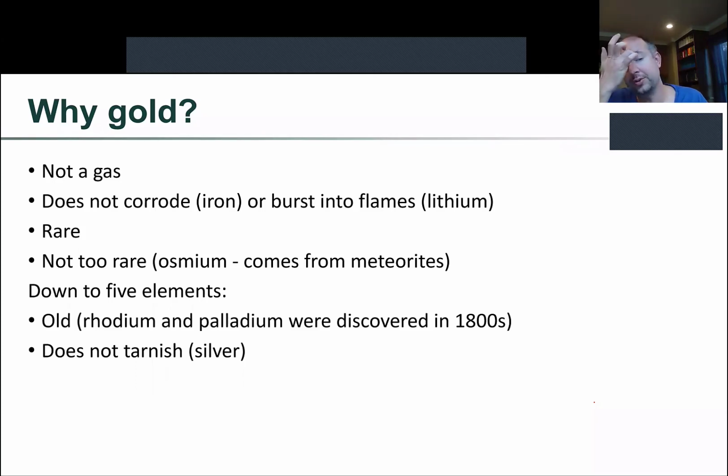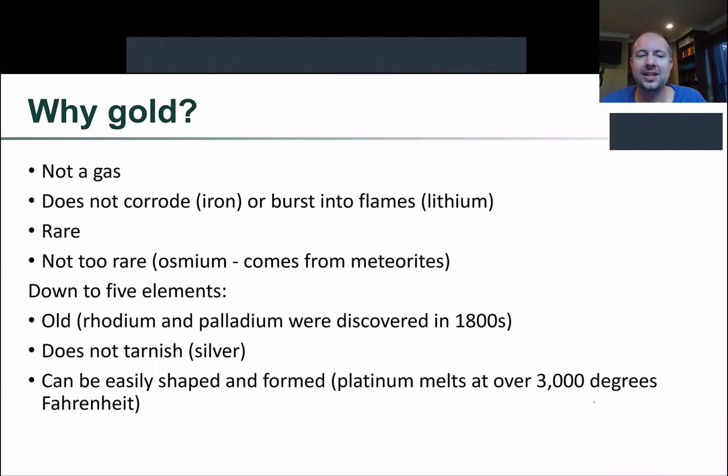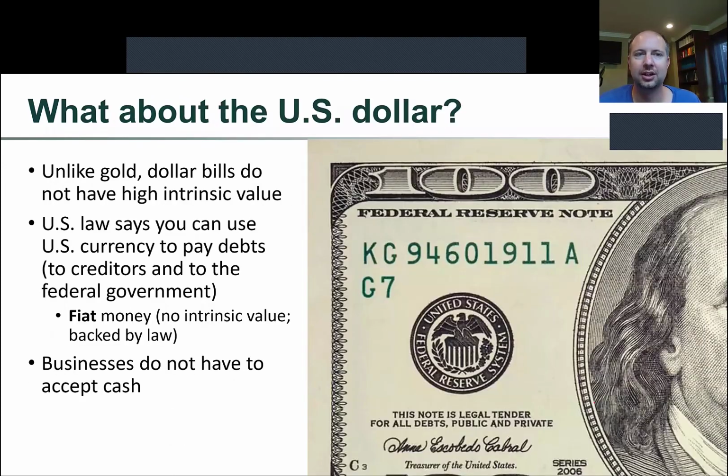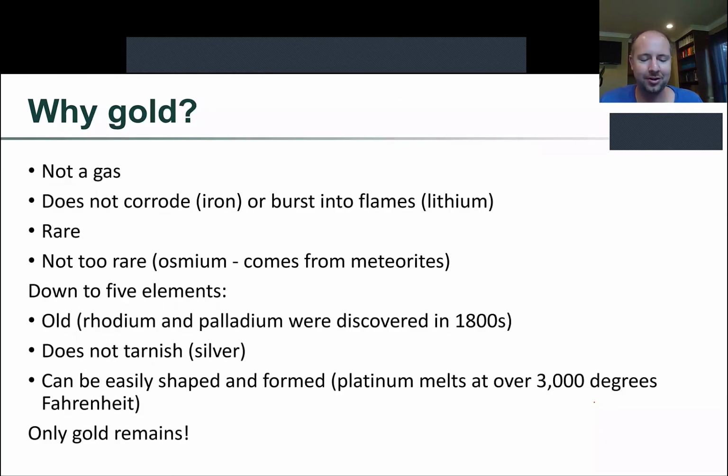Gold also does not tarnish, whereas silver can tarnish. It also can be easily shaped and formed. I guess it's relatively easy to mold gold. I know it's a soft metal. Platinum, on the other hand, which has most of these properties, you have to get to over 3,000 degrees Fahrenheit to melt it, which was not feasible hundreds or thousands of years ago. So only gold remains. Like I said, I thought this was kind of a cool thing. All right. So now we know all about why gold is used as money.